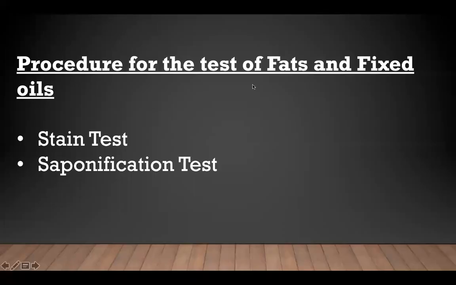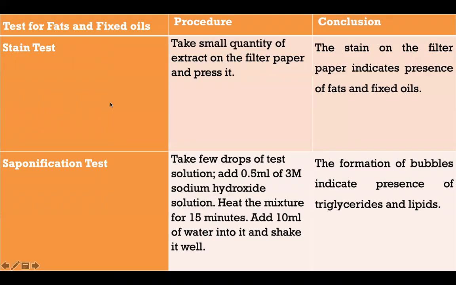Then the tests for fats and fixed oils are the stain test and the saponification test. For the stain test, we simply take a small quantity of the extract on filter paper and press it. The stain on the filter paper indicates the presence of fats and fixed oils.